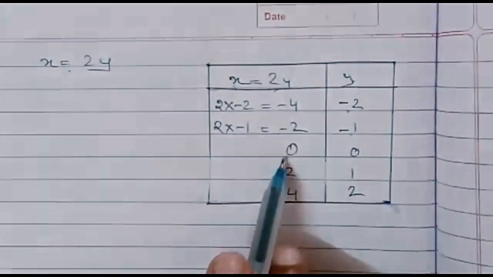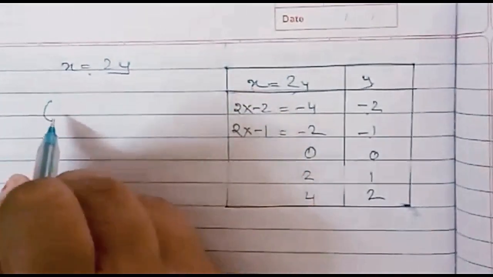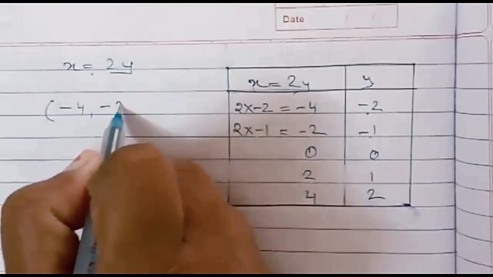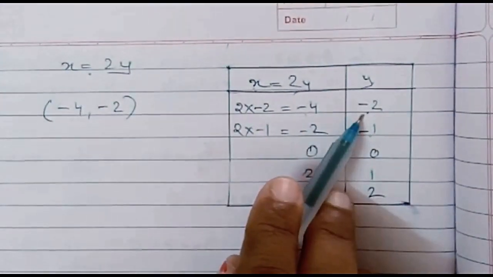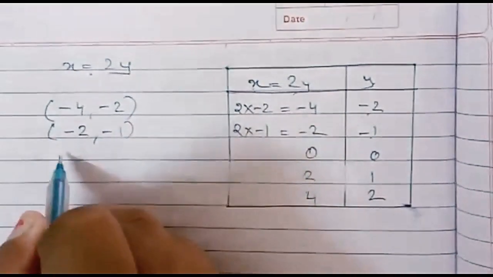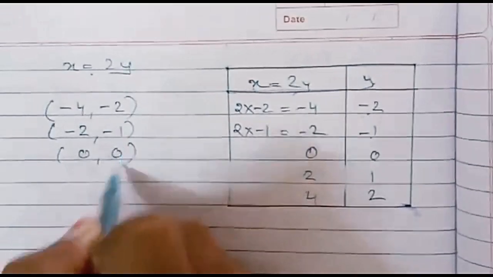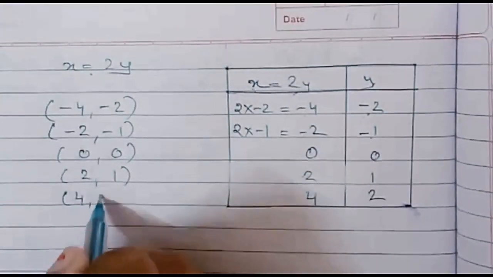So we have got 5 solutions, and they can be written in the form of ordered pairs. I can write -4, -2. Always you need to write first the x coordinate. So this is the first answer, -4, -2. The second point is -2, -1. The third point is 0, 0. The fourth point is 2, 1. And the fifth point is 4, 2.